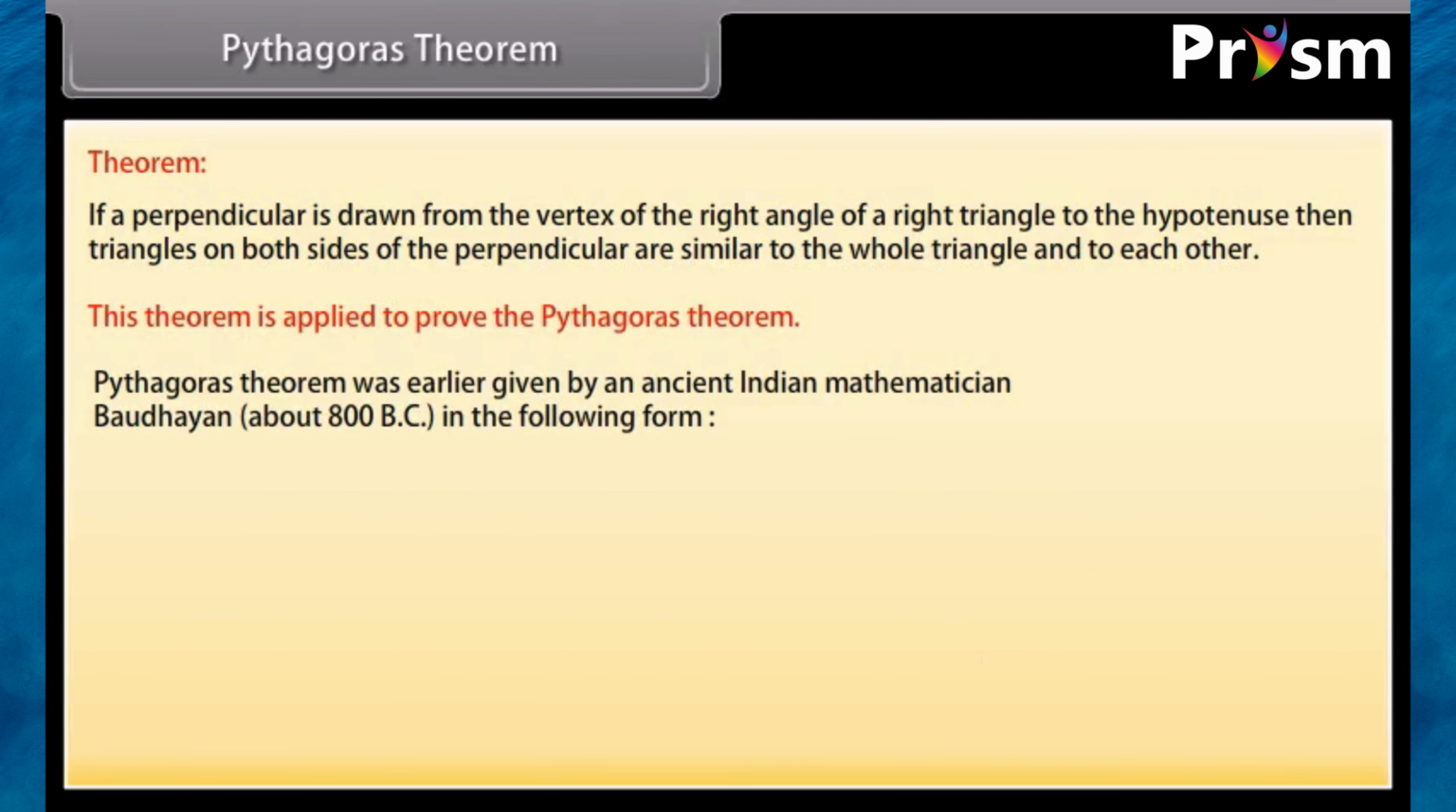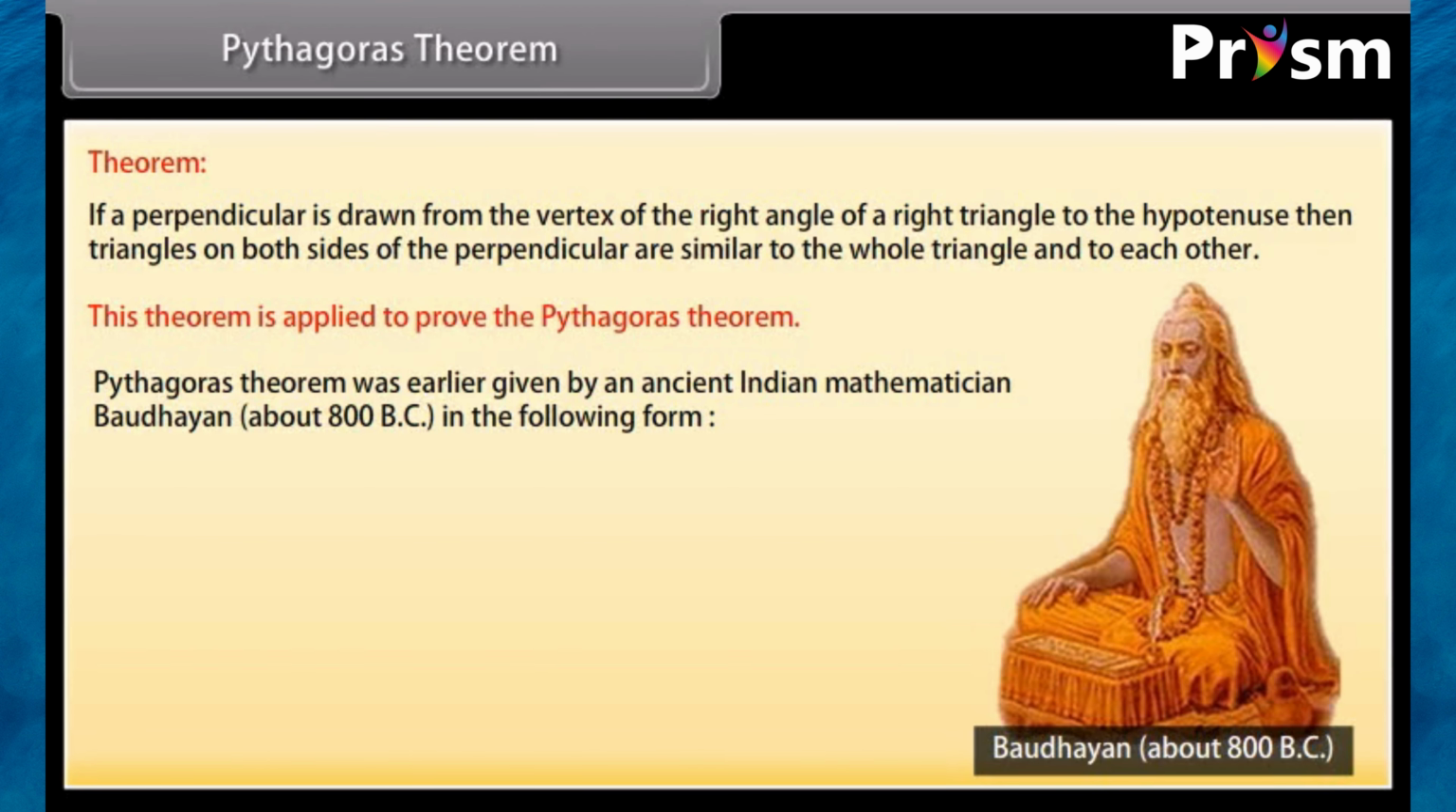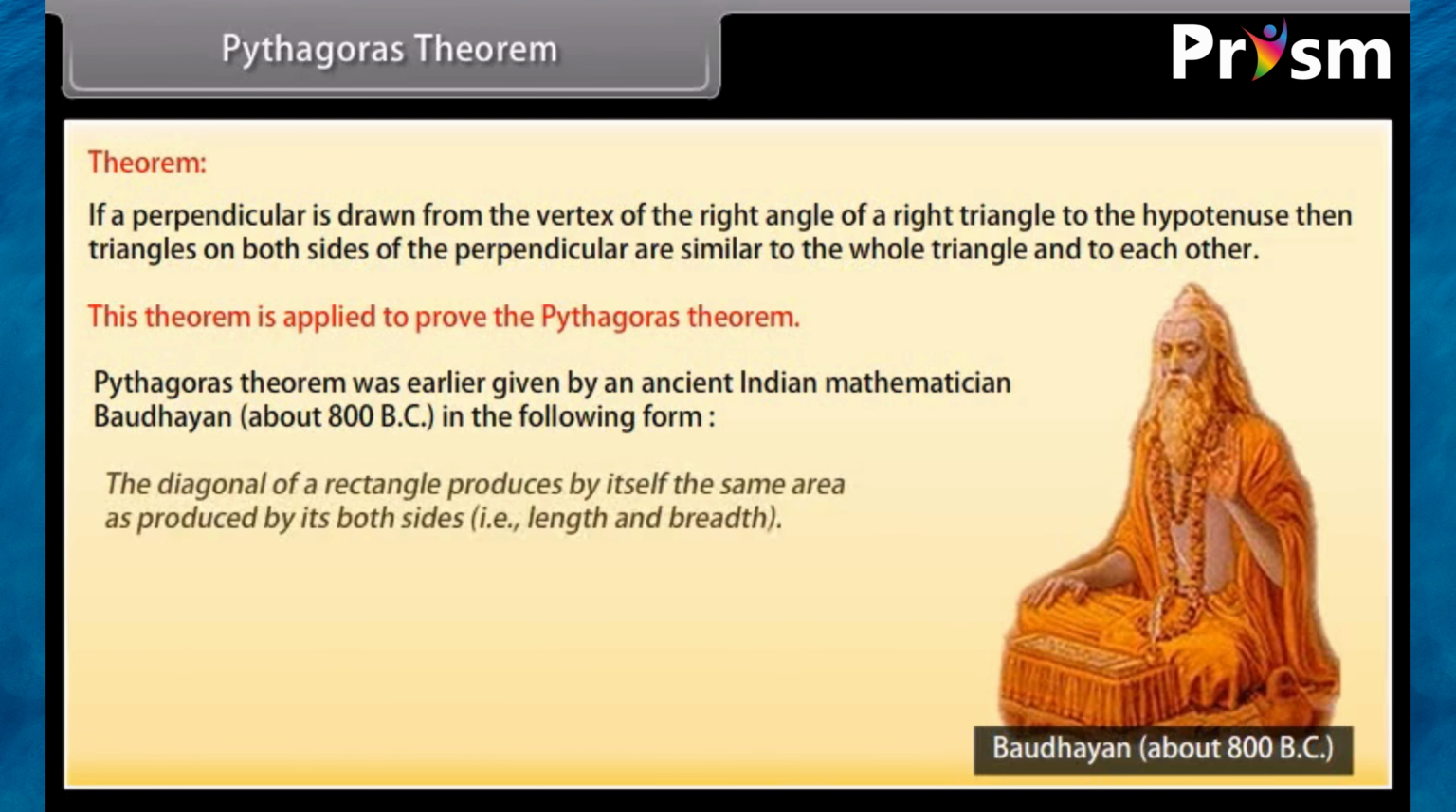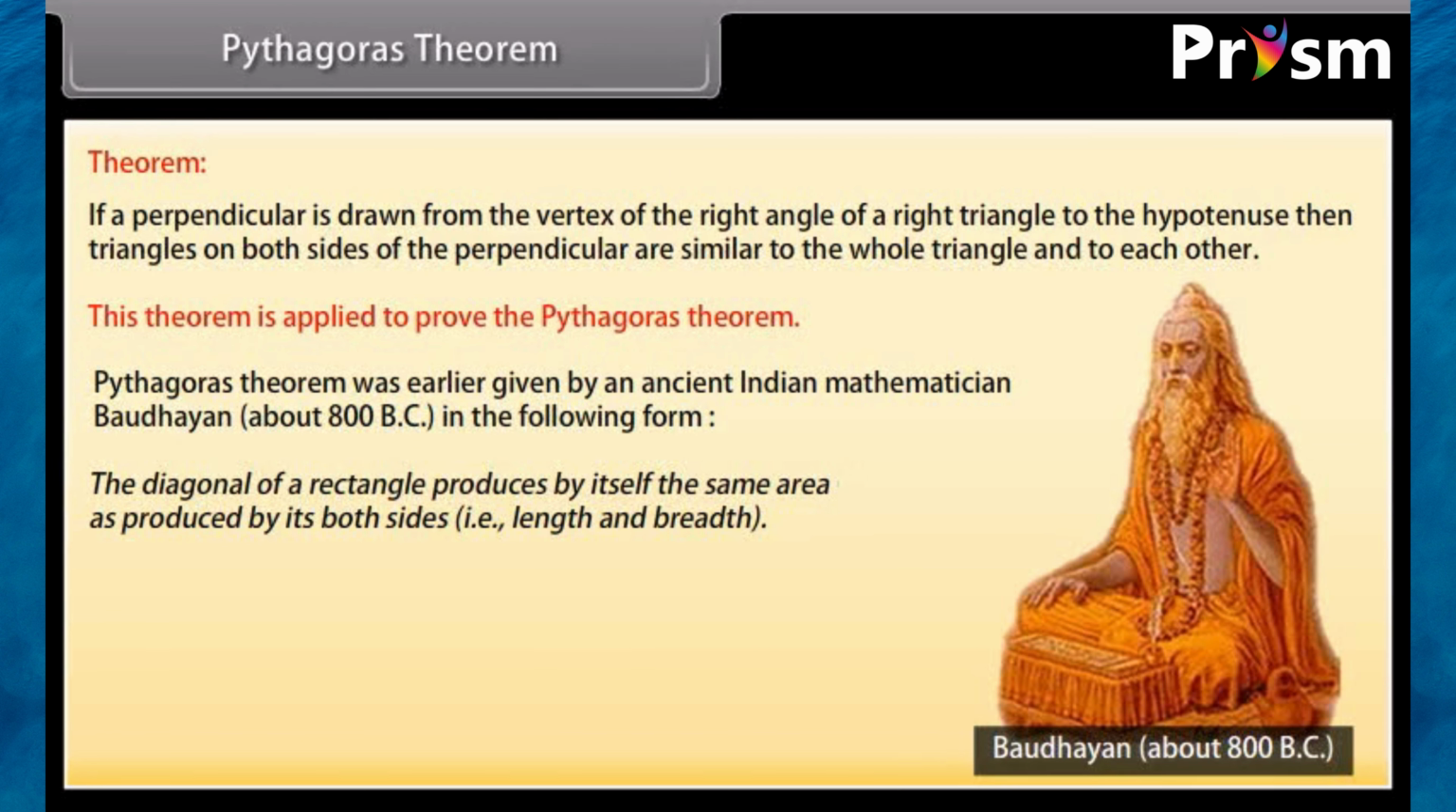Pythagoras Theorem was earlier given by an ancient Indian mathematician, Baudhayana, about 800 BC in the following form. The diagonal of a rectangle produces by itself the same area as produced by both its sides, that is, length and breadth. This theorem is sometimes also referred to as the Baudhayana theorem.